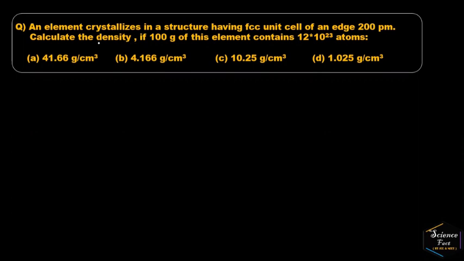In this problem, we have to find out the density of the FCC system. But the problem is that it is given that 100 gram of this element contains 12 into 10 raised to the power 23 atoms. As we know, density is equal to formula unit into molar mass divided by Avogadro number into volume of the system. So the volume of the system is equal to a cube, because this is a cubical system.